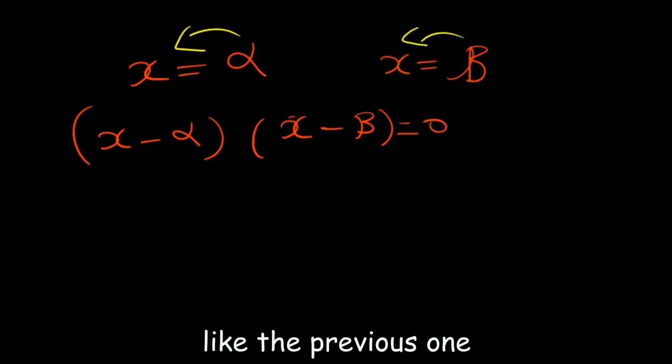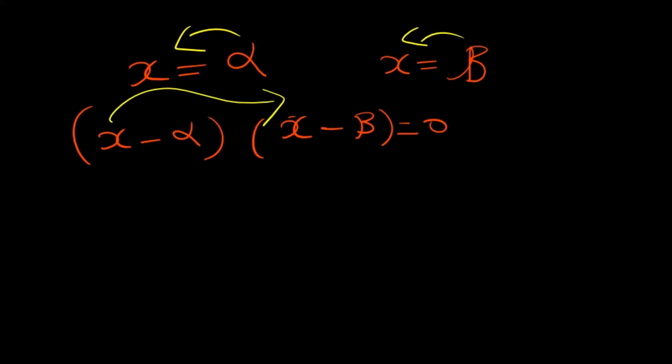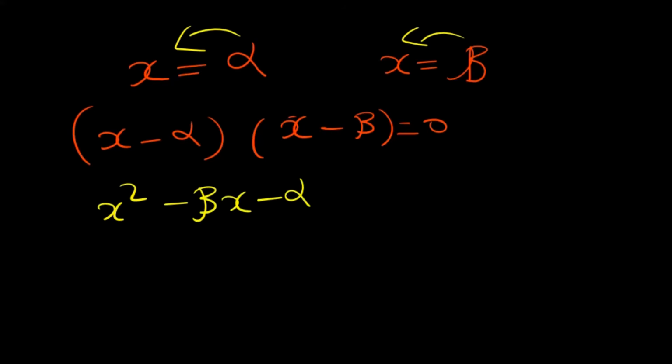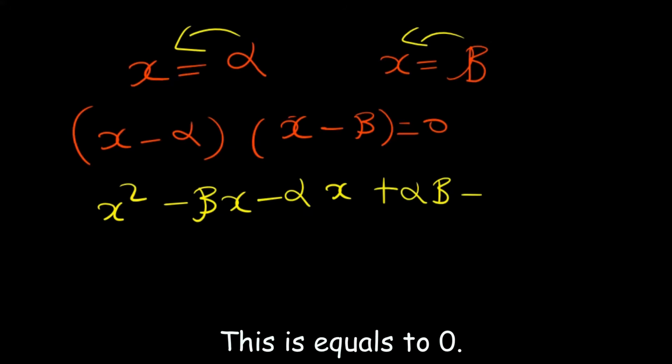Now I'm just going to solve like I solved that one. The x is going to multiply with everything in the brackets. Then the alpha is going to multiply with everything in the bracket. When we solve this, I'm going to have x squared minus beta x minus alpha x plus alpha beta. This is equal to 0.